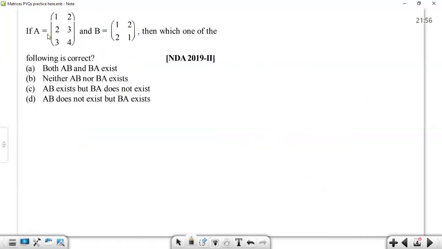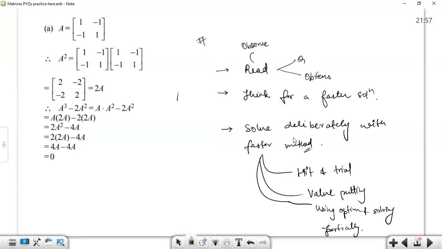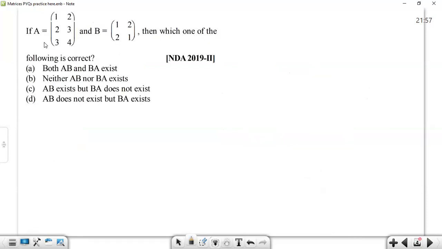So this is a given matrix. We'll try to follow the same pattern that I have just drawn. If A is a given matrix of order 3 into 2, and there's another given matrix B of 2 by 2, 1, 2, 2, 1, then which one of the following is correct? Now we have to read the options. Both AB and BA exist. Neither AB nor BA exist. AB exists, but BA does not exist. AB does not exist, but BA exists.